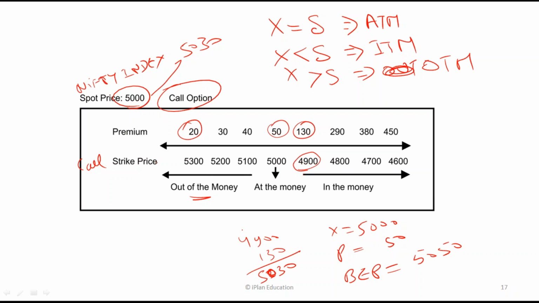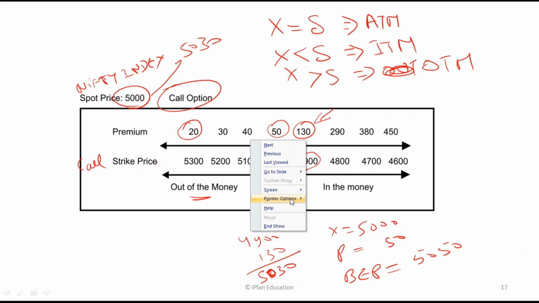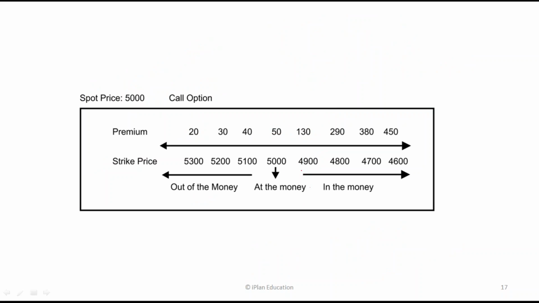the premium will increase. Now, why is this higher for the lower strike price, and why is the higher strike price or out of the money contract for a call option cheaper? Okay, I'll tell you why. See, if you're buying something cheaper than the market, you understand that I'm buying this at 4,900, cheaper than the market. So it has some intrinsic value.